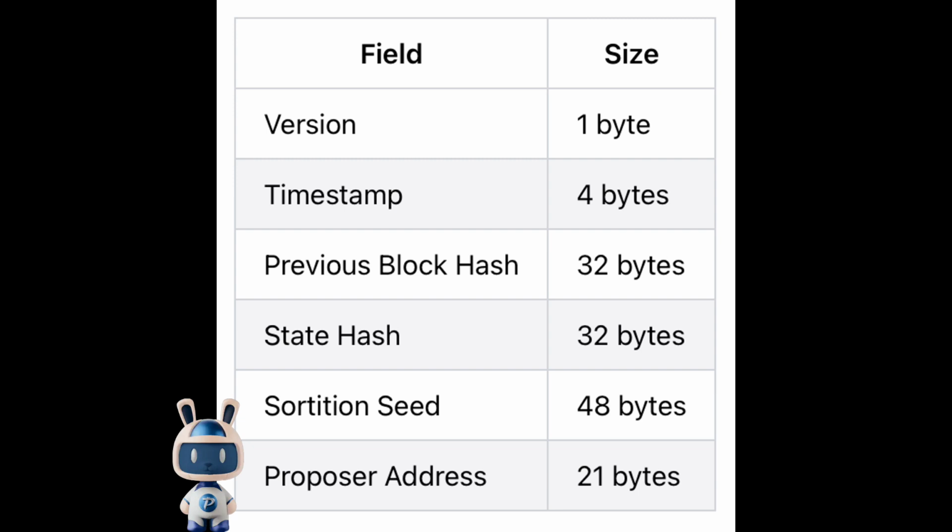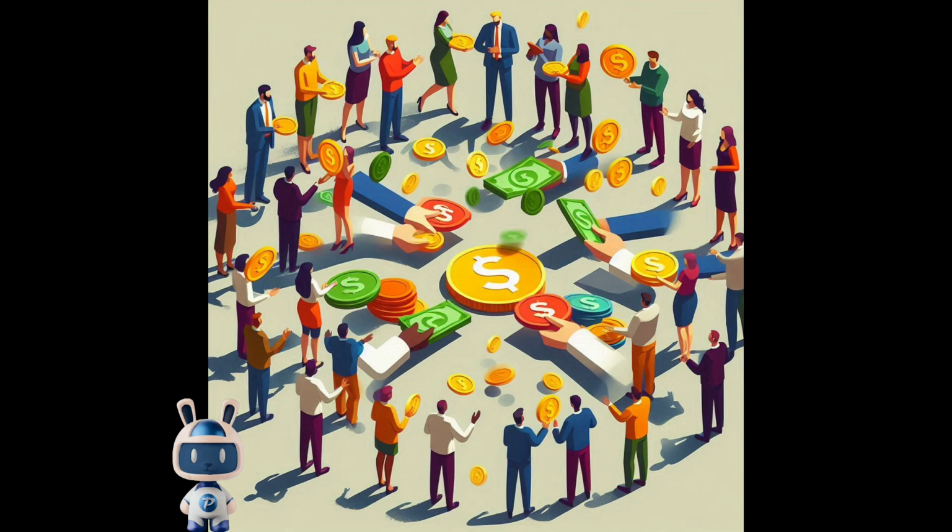State hash is the state hash of the blockchain at this block. The state hash ensures that all nodes in the network have the same state. Sortition seed is a verifiable and unpredictable seed data used by the sortition algorithm. Proposer address is the address of the validator who created and proposed the block.